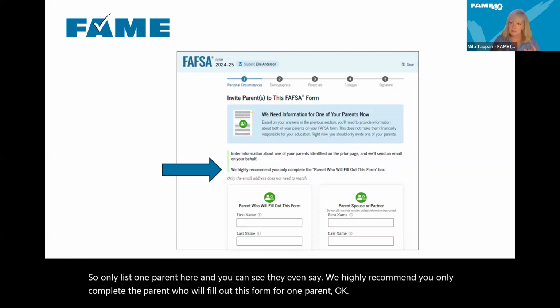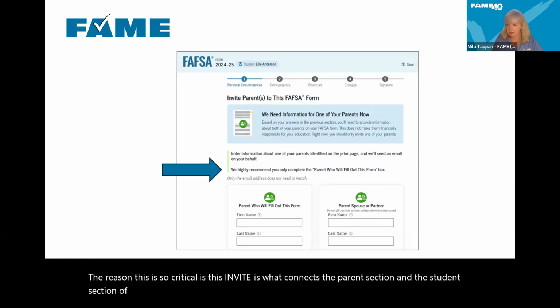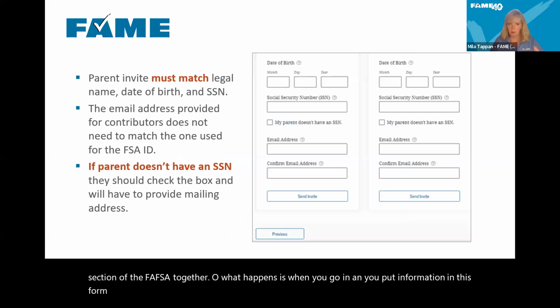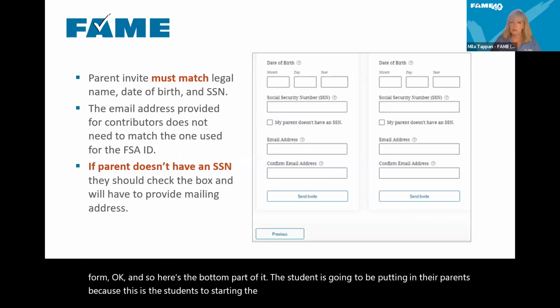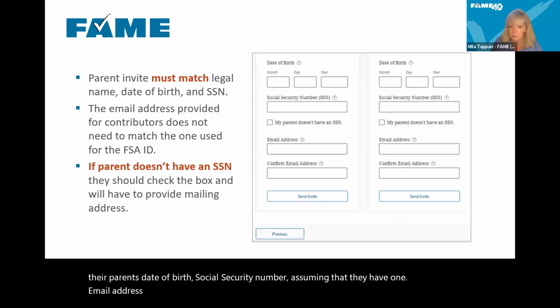The reason this is so critical is this invite is what connects the parent section and the student section of the FAFSA together. So what happens is when you go in and you put information in this form, and so here's the bottom part of it, the student is going to be putting in their parents' date of birth, social security number, assuming that they have one, email address, and then they're going to confirm the email address.